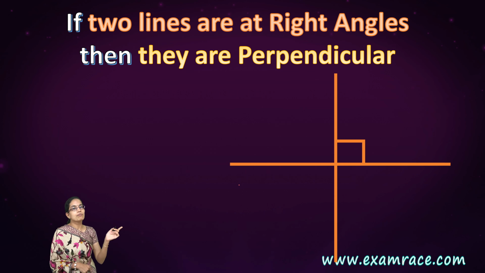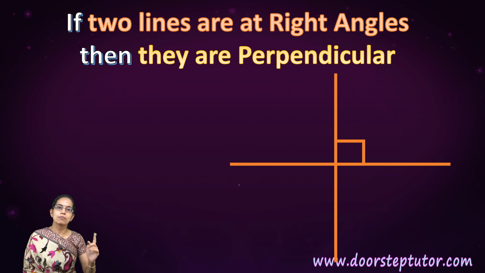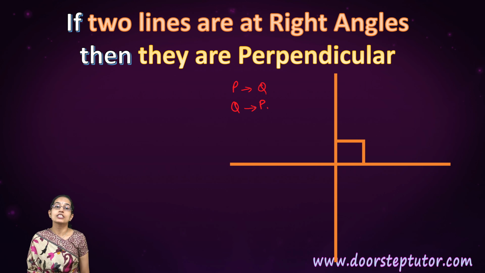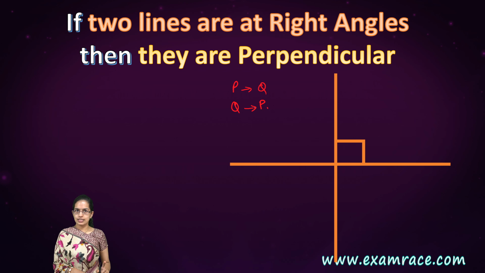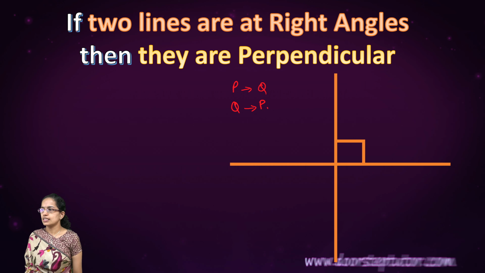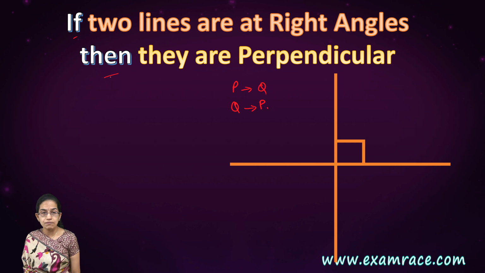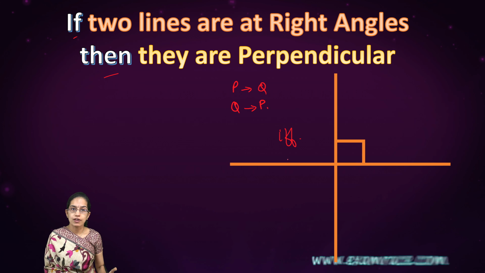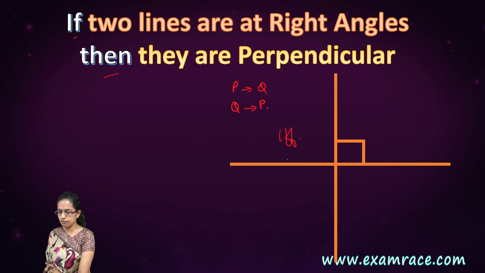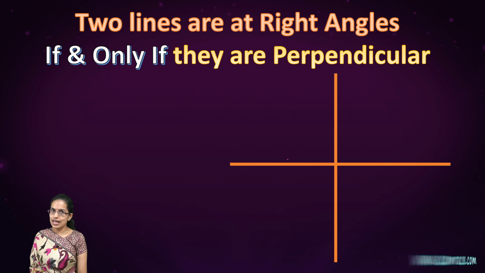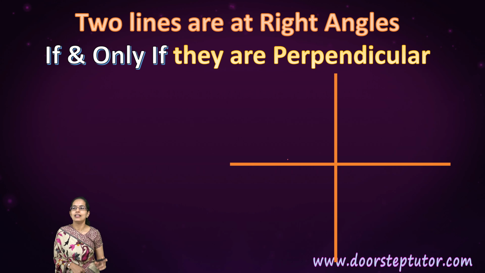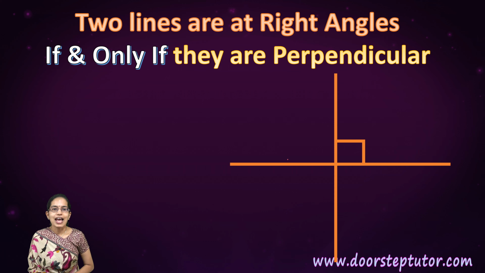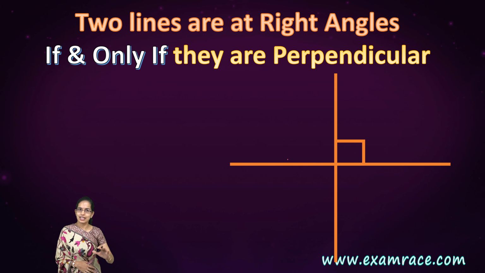So, either I keep the P at the starting or P towards the end, or I move from P to Q or Q to P. In both the cases, it is true, and therefore, it is biconditional. So, a simple logic under biconditional is, I can simply remove this if-then relationship and convert it to a relationship of IFF, that means if and only if. And I can read this statement as, two lines are at right angle if and only if they are perpendicular. And that makes the concept very, very clear.